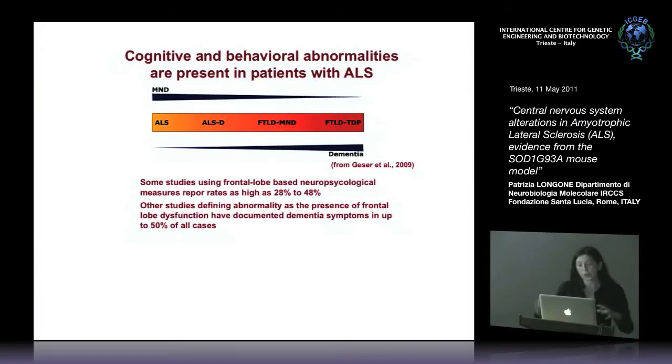Now I switch to data that we have collected in the adult mouse. ALS is the disease of the motor neuron, mainly spinal motor neuron that degenerate heavily. However, in the last 10 years, it is more and more evident that cognitive and behavioral abnormalities are present in patients with ALS, and that all other regions outside the motor cortex are affected in this disease. And there are reports that have documented some kind of dementia symptoms in up to 50% of cases.